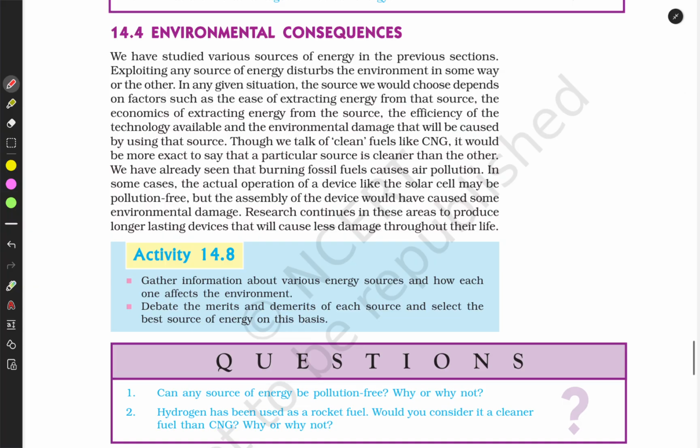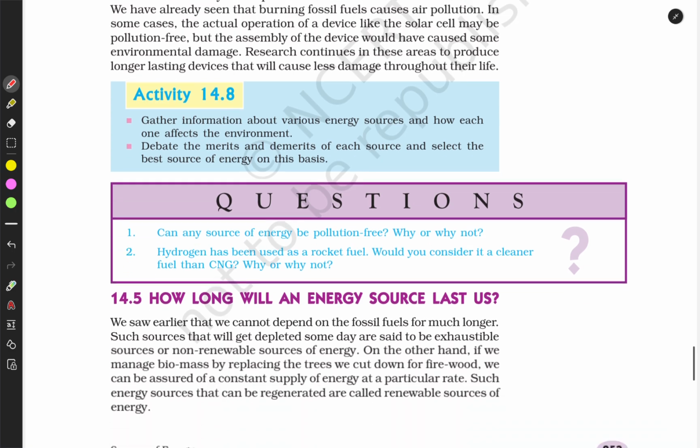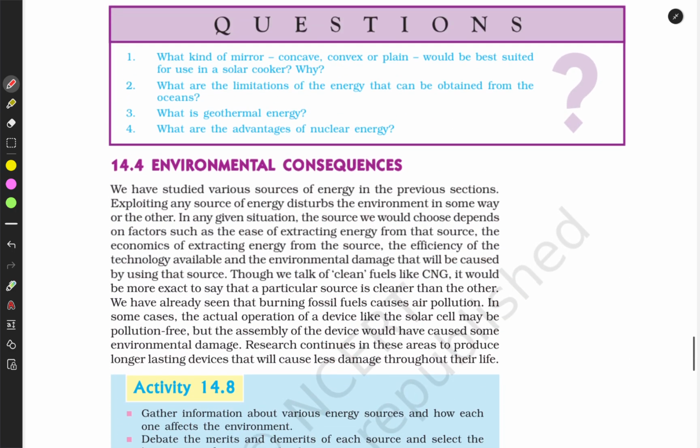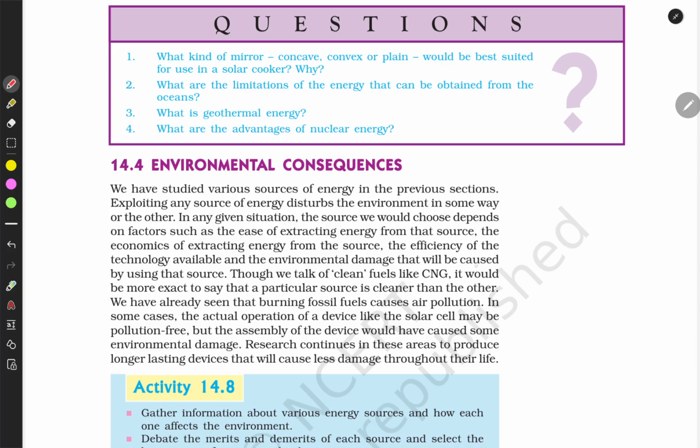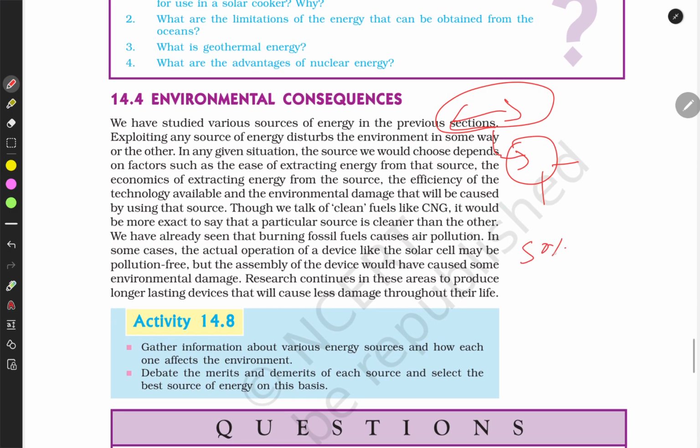When we are using some form of energy, there will be environmental consequences also, and pollution, and a lot of things will be there. We have to replace our energy sources from conventional to clean energy, those which are renewable forms of energy. But still, in India we use around 50% of our energy from coal.